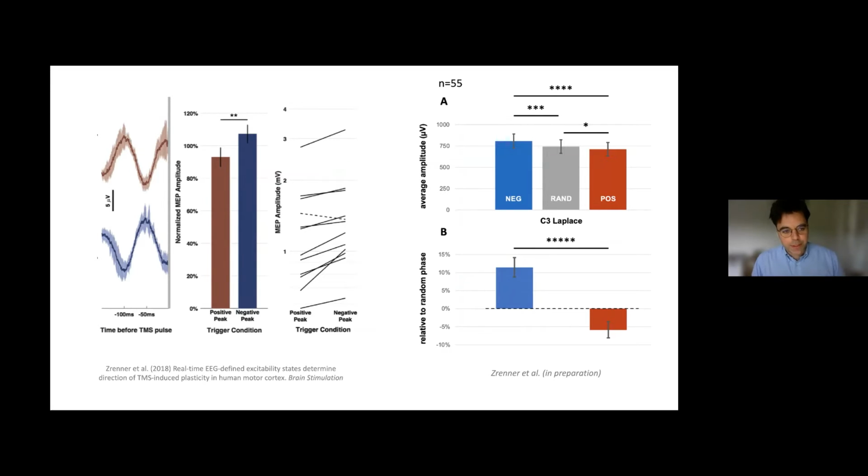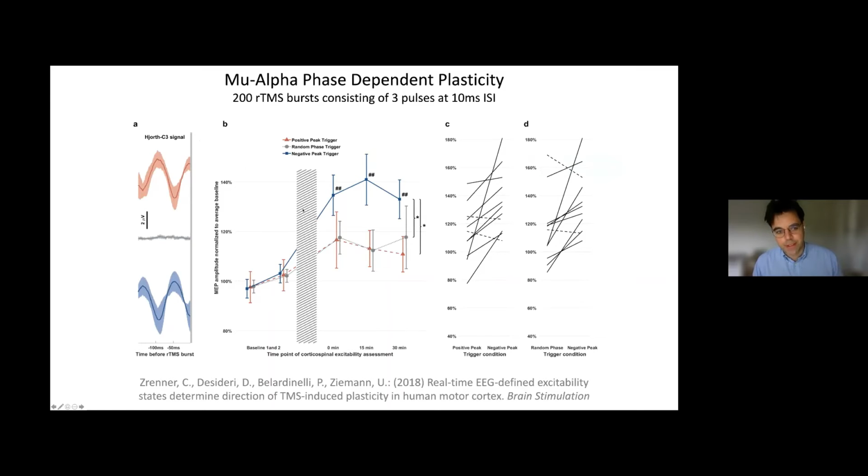But now the question is, if we stimulate in the negative phase, do we get different plastic effects? And yes, we do. And this, I think, is the more important result for the purpose of therapy. If we stimulate repeatedly in this negative high excitability phase, we get long-lasting increases in excitability here for about half an hour.